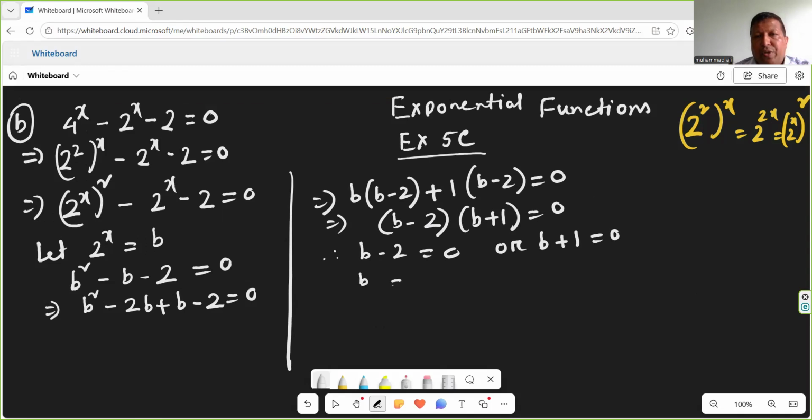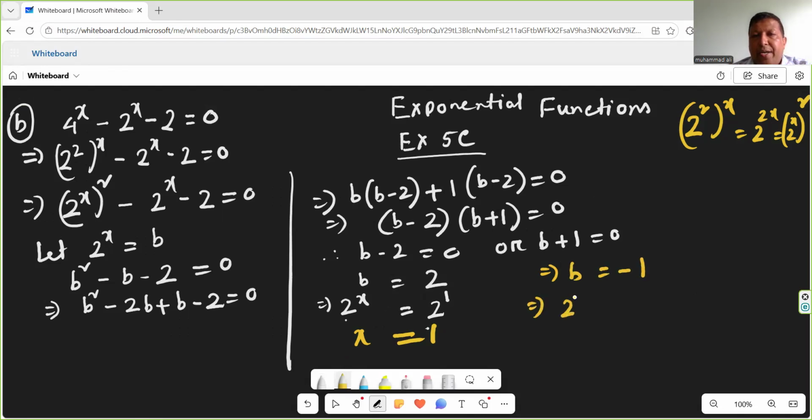So b equals 2. Instead of b, we can write 2 to the power x. Instead of 2, we can write 2 to the power 1. We know that if both of these bases are the same, the powers will be equal. x equals 1 here. And here, b equals minus 1.